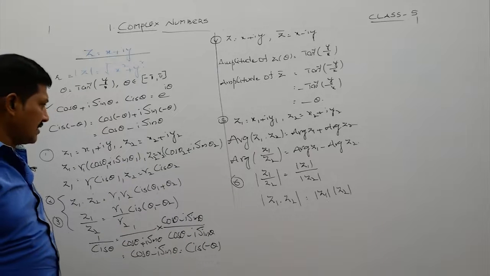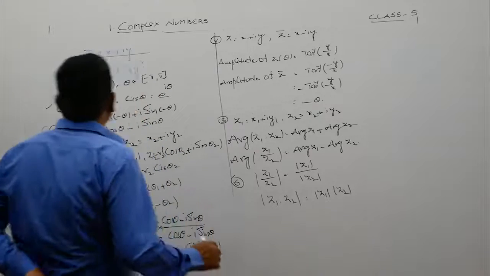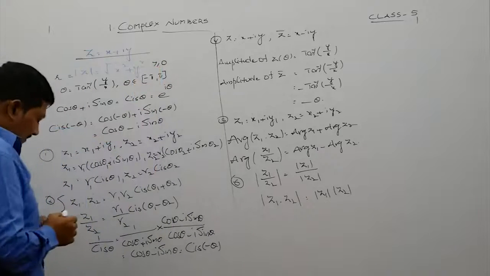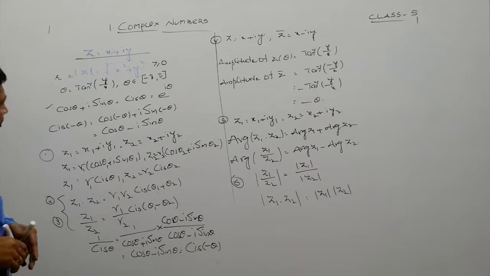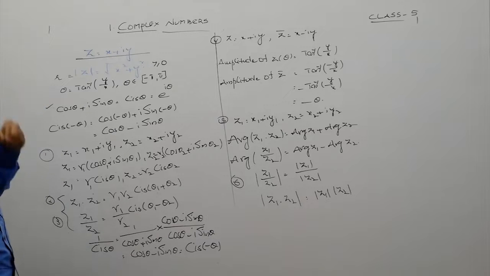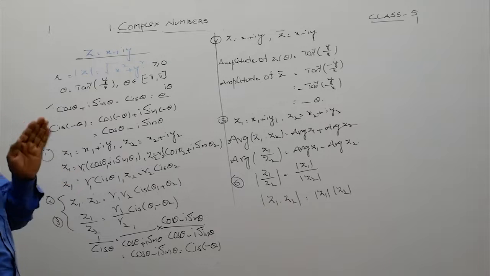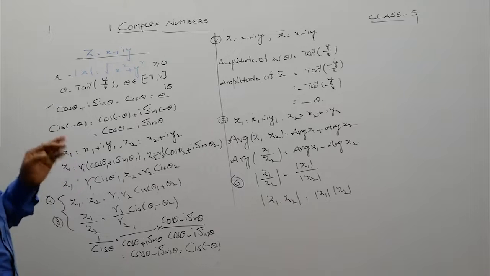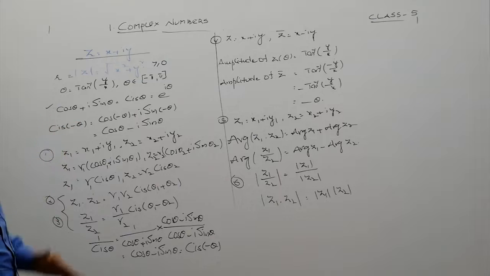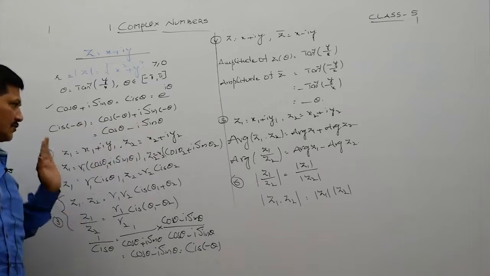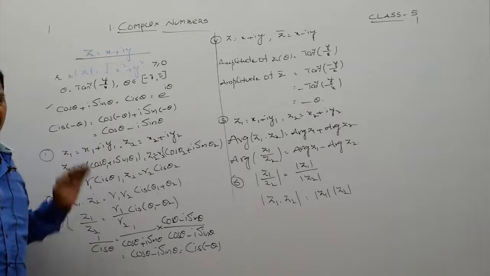And here most importantly, you must always remember mod z is always greater than or equal to 0, and it will be 0 if both x and y are 0. Otherwise mod is nothing but distance, and distance is never negative. It may be 0 if it is the origin, otherwise it is always positive. So these are the points to be remembered in this class.